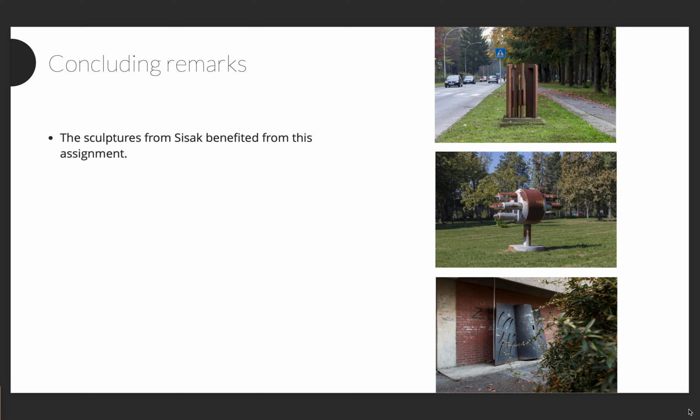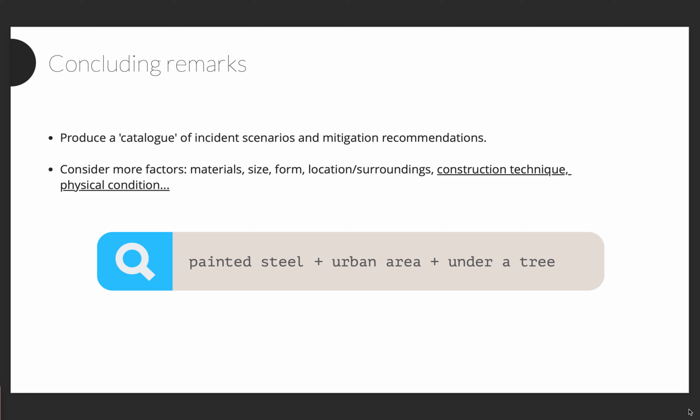Did the CSAC sculptures benefit from this assignment? Of course they did. The threats to the 3 sculptures were recognized, mitigation measure recommendations developed, and key actors identified. And these data can be used to create a preventive conservation plan not just for those 3 sculptures, but for other similar works in the collection and elsewhere. If more sculptures from this collection are analyzed in this way, a catalog of different incident scenarios and mitigation recommendations can be produced. And in future, more factors that determine an object's vulnerability to damage could be included.